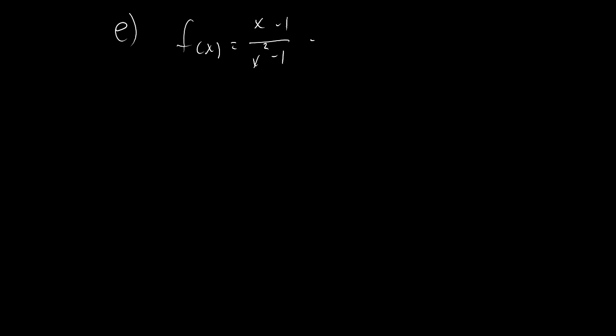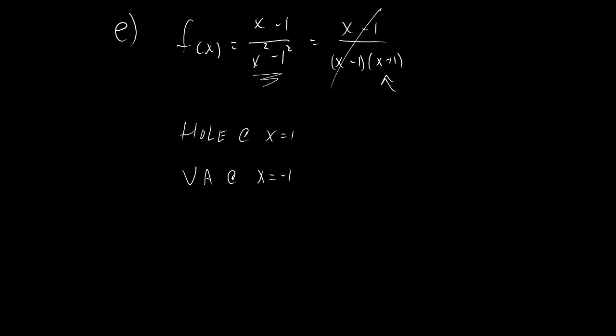Alright, so we're going to look at this, and I don't like the bottom being in perfect square form, so I'm going to factor that. The difference of two squares, we have x squared minus 1 squared, so we can break it up. And I notice immediately that we have a hole. So there's a hole at x is equal to 1, and I notice from the second piece that I have a VA at x is equal to negative 1. So if I have a hole and a vertical asymptote, that means I have an infinite discontinuity here, and I have a hole, so therefore this function is discontinuous.